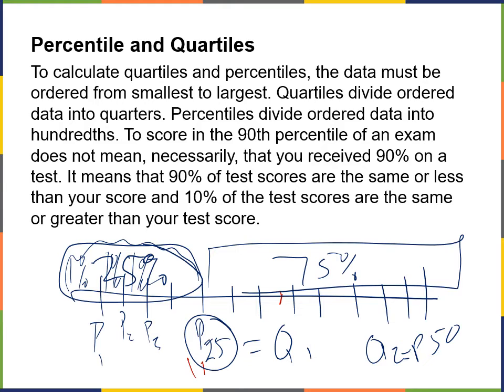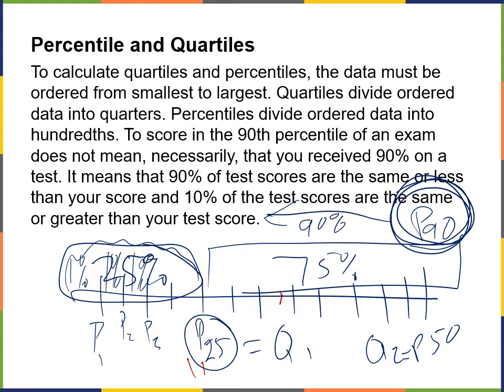Typically you hear about percentiles when you're talking about standardized test scores. Someone says, oh, my score was in the 90th percentile. What that means is you were sitting at P90 with your score. That's the location of your score, your data value. At P90, 90% is below it and 10% is above it. So if you're in the 90th percentile in your score, that means 90% of people scored less than you and 10% of people scored more than you.